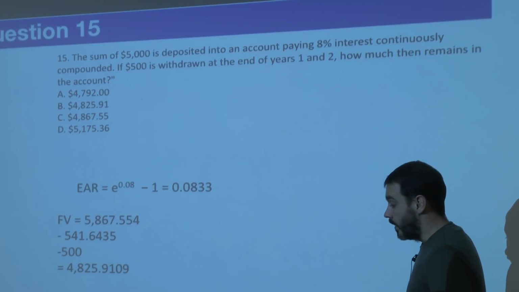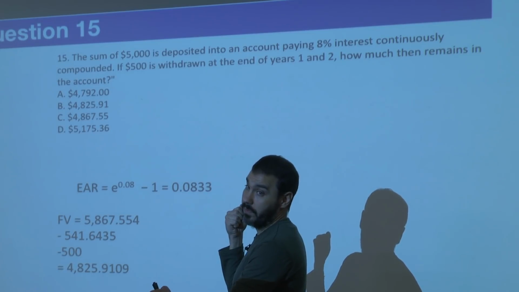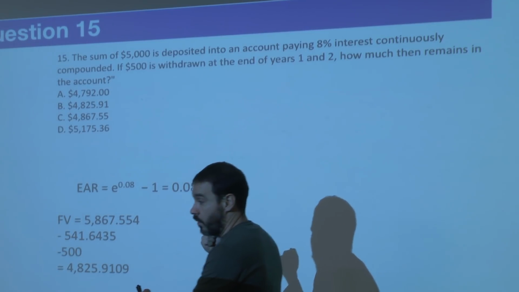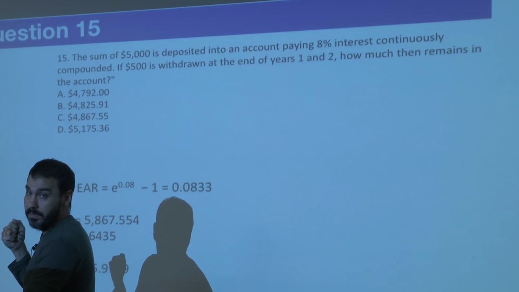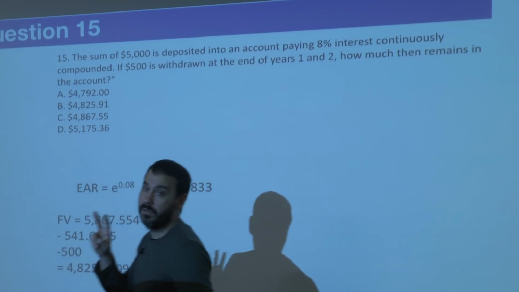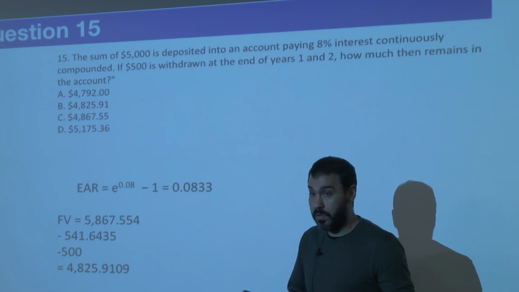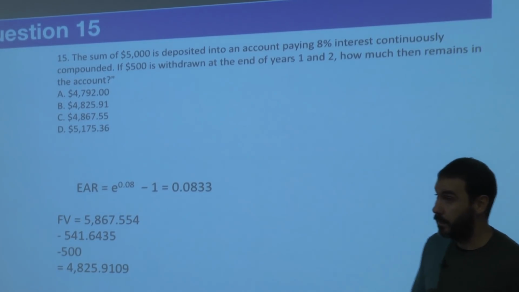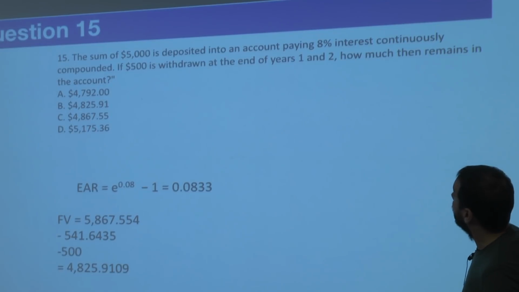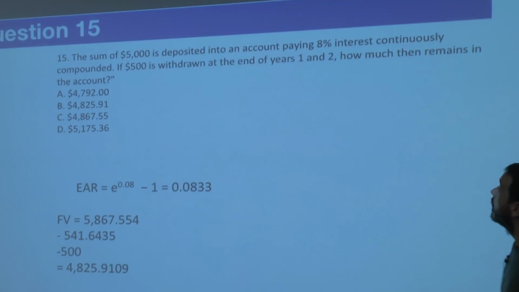$5,000. Earn 1 year of interest, and then I take out $500. Another year of interest, I compute everything and take out $500. The second $500 is taken out right before I look at what's left. How do you know there was 3 years? Determine future value. There is no third year. At the end of year 1 and 2, how much then remains in the account? So you're finding the future value of the 5,000. You do n is 2.